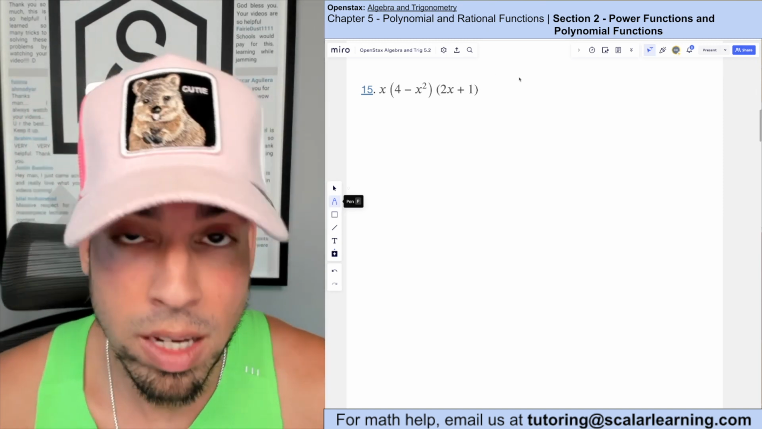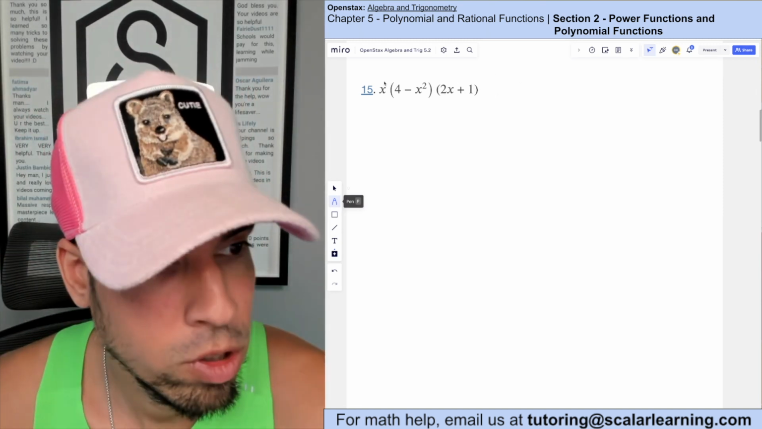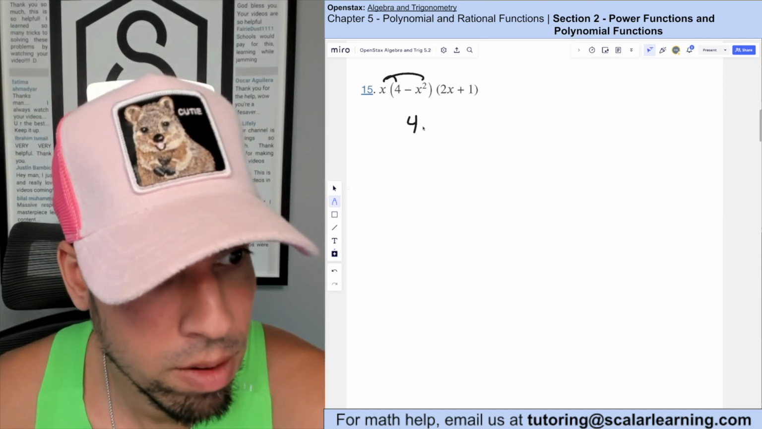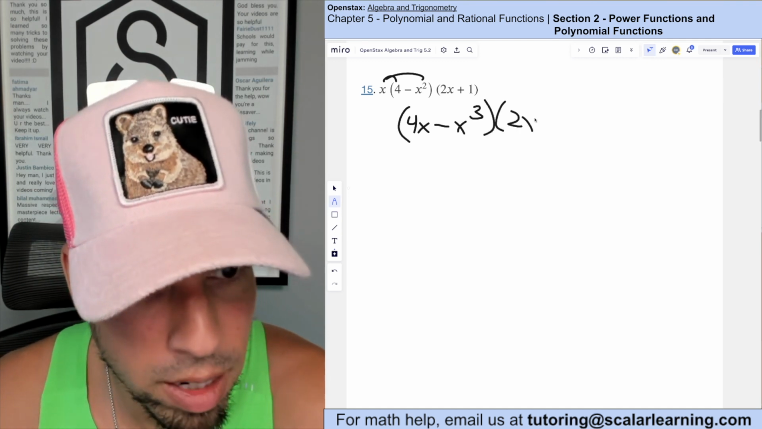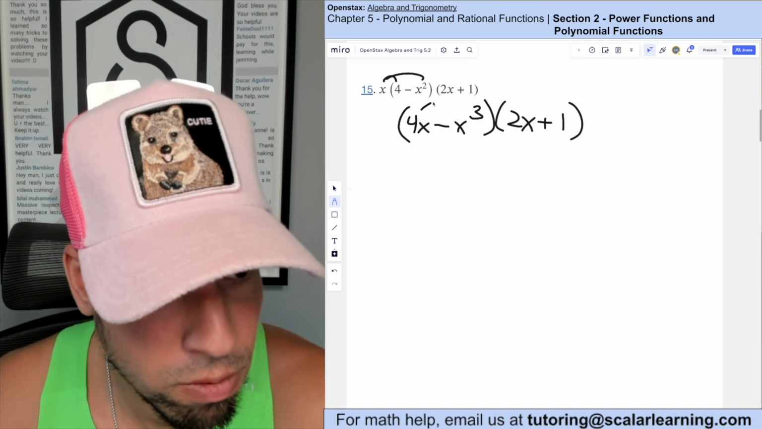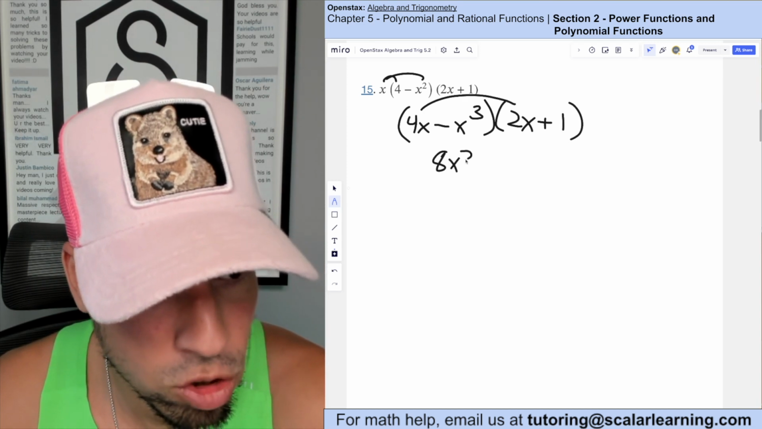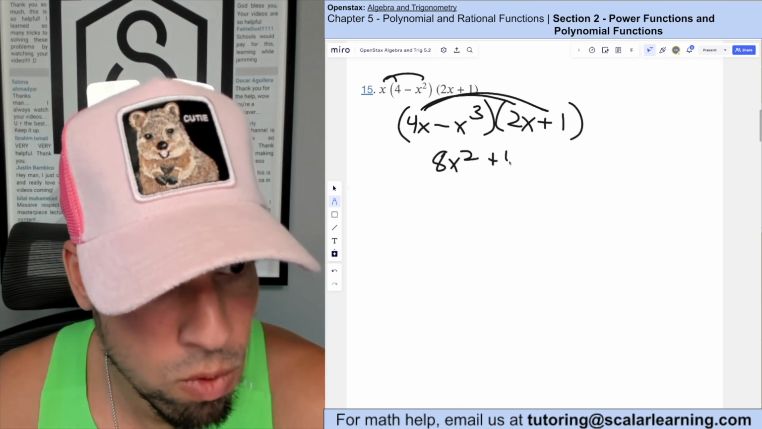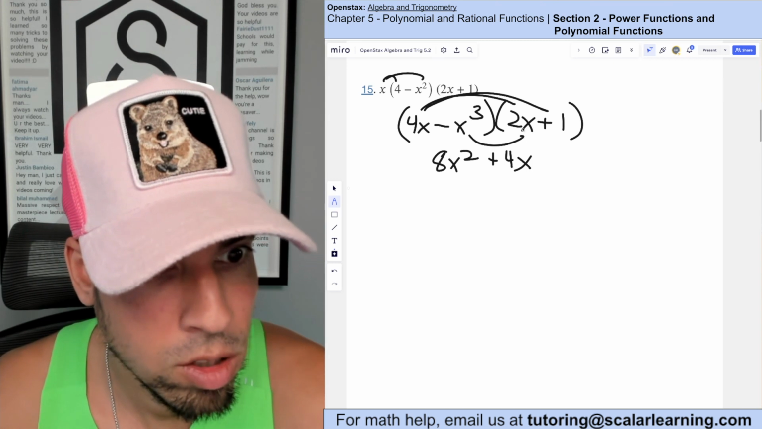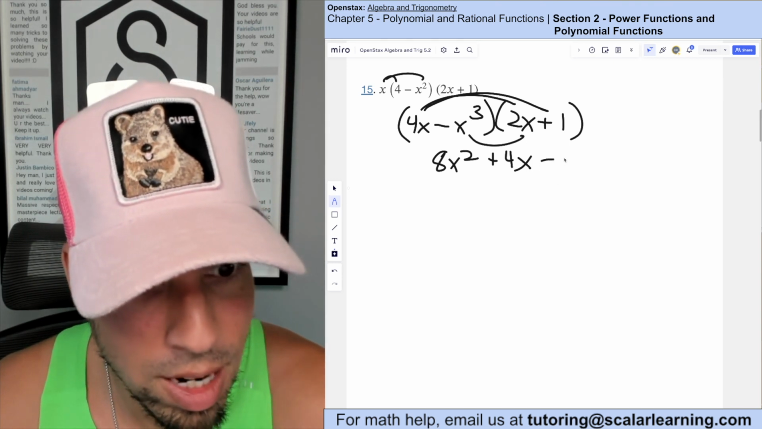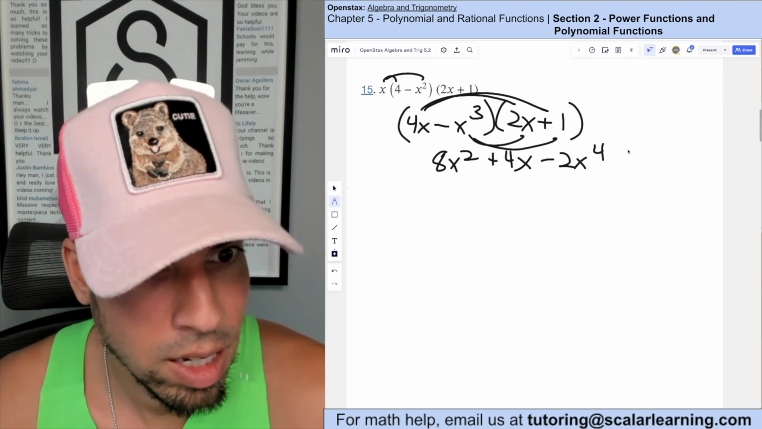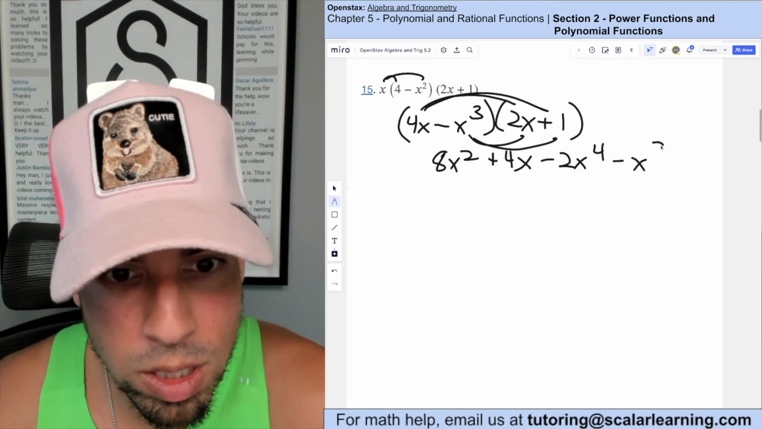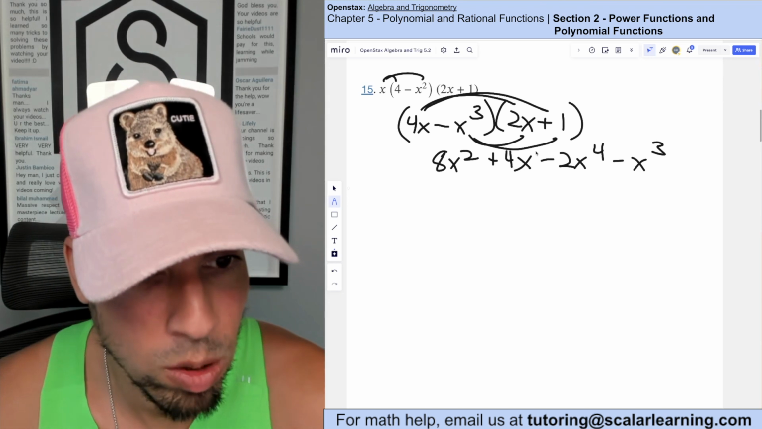So for this one, we can simplify by FOILing everything and multiplying, and then we'll look at the polynomial and figure out the leading coefficient and the degree. So first I'm going to distribute this guy in here, and we got 4x minus x cubed, and then I'm going to multiply it times this binomial, and we're going to FOIL. So we got 8x squared plus 4x minus 2x times x cubed, which is actually negative 2x to the fourth, and then we've got negative x cubed over there. But what we really care about is the term with the highest degree, which is this term.